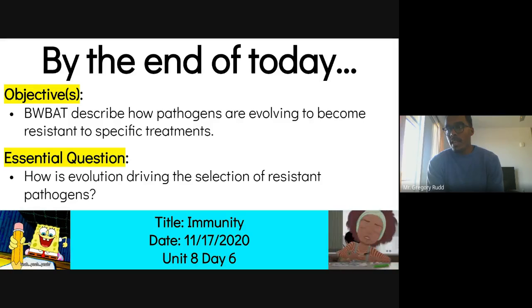The objective of today's lesson is to be able to describe how pathogens are evolving to become resistant to specific treatments. And then our essential question is, how is evolution driving the selection of resistant pathogens?